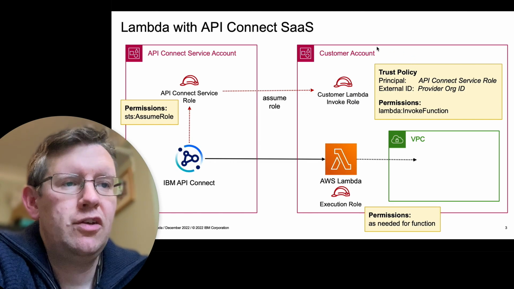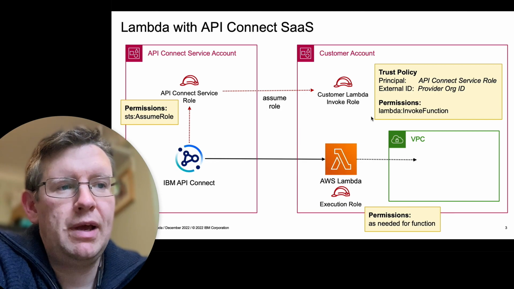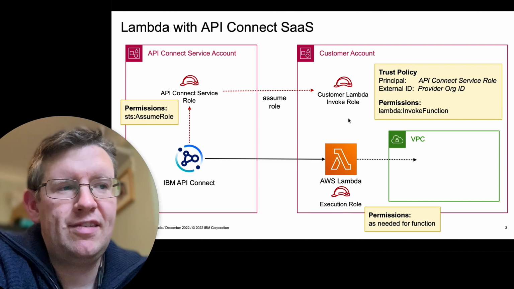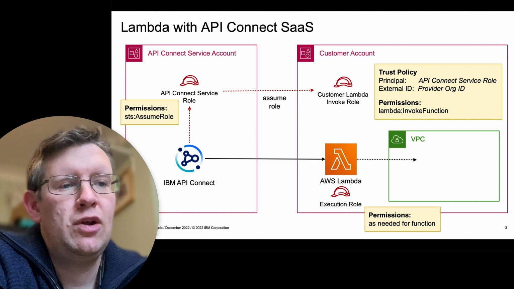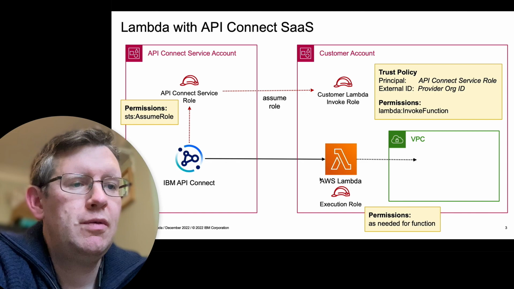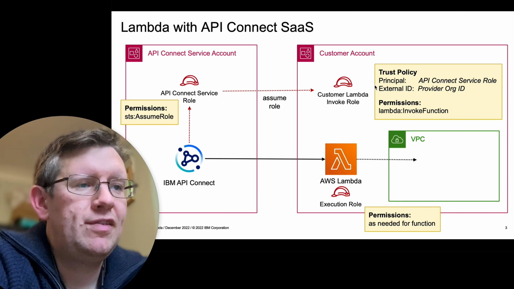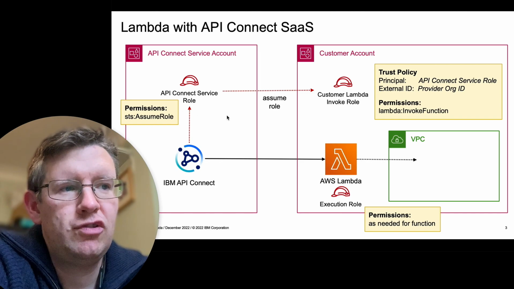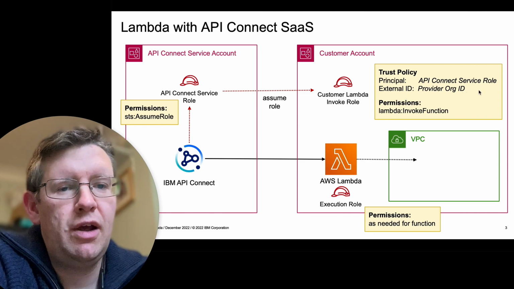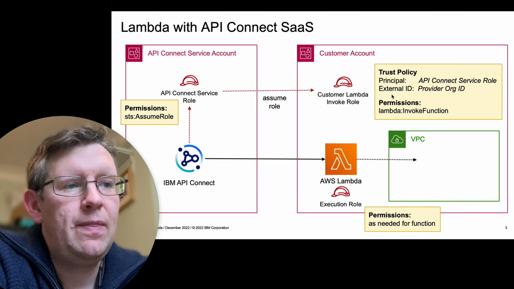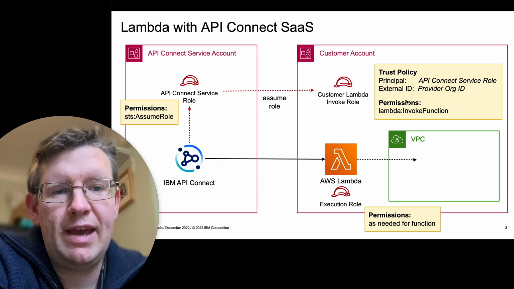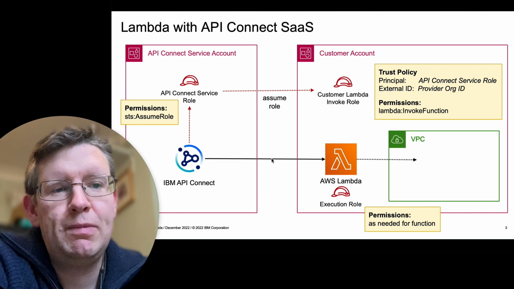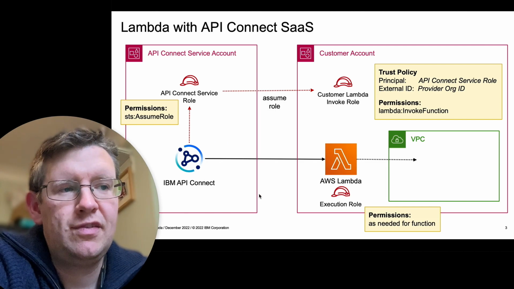Over on the customer account, on your account, you would set up a Lambda invocation role, which is deliberately designed for API Connect to assume in order to invoke the Lambda policy within your account. On that, we'd set up the principal to be the API Connect service role, so that it's for us to assume. And then the external ID that we'd specify there would be the provider org ID for your particular instance of API Connect in the service.